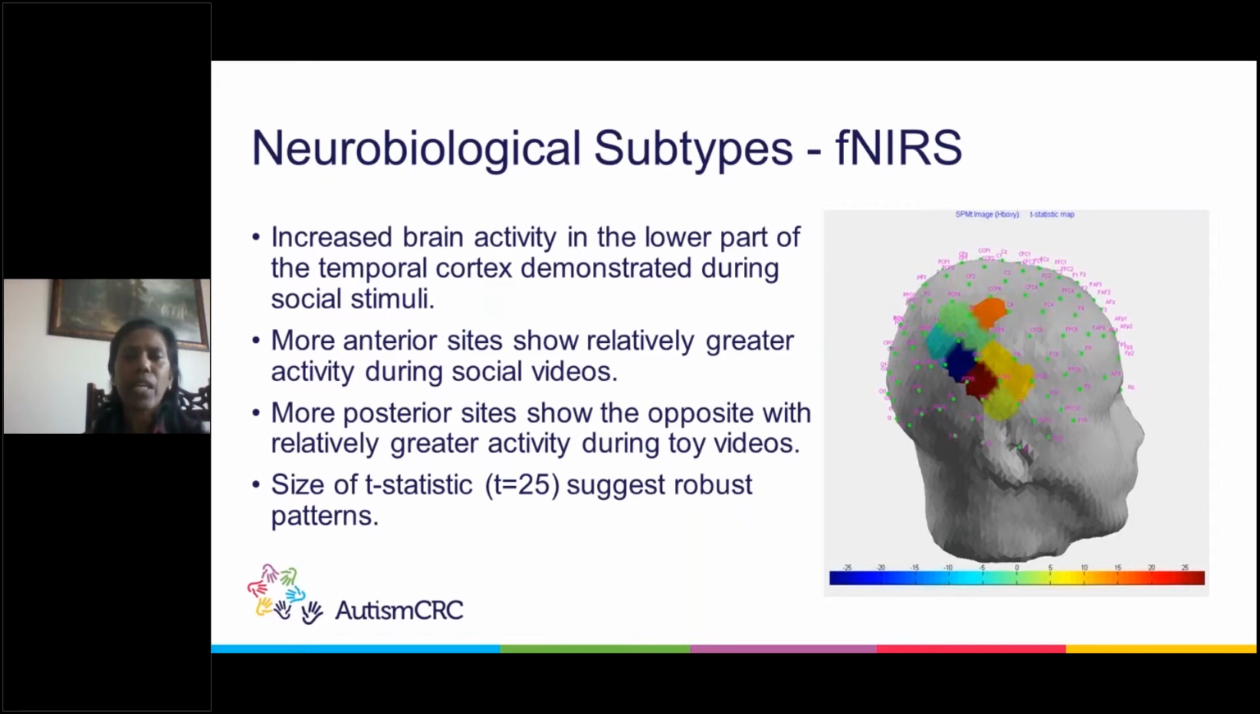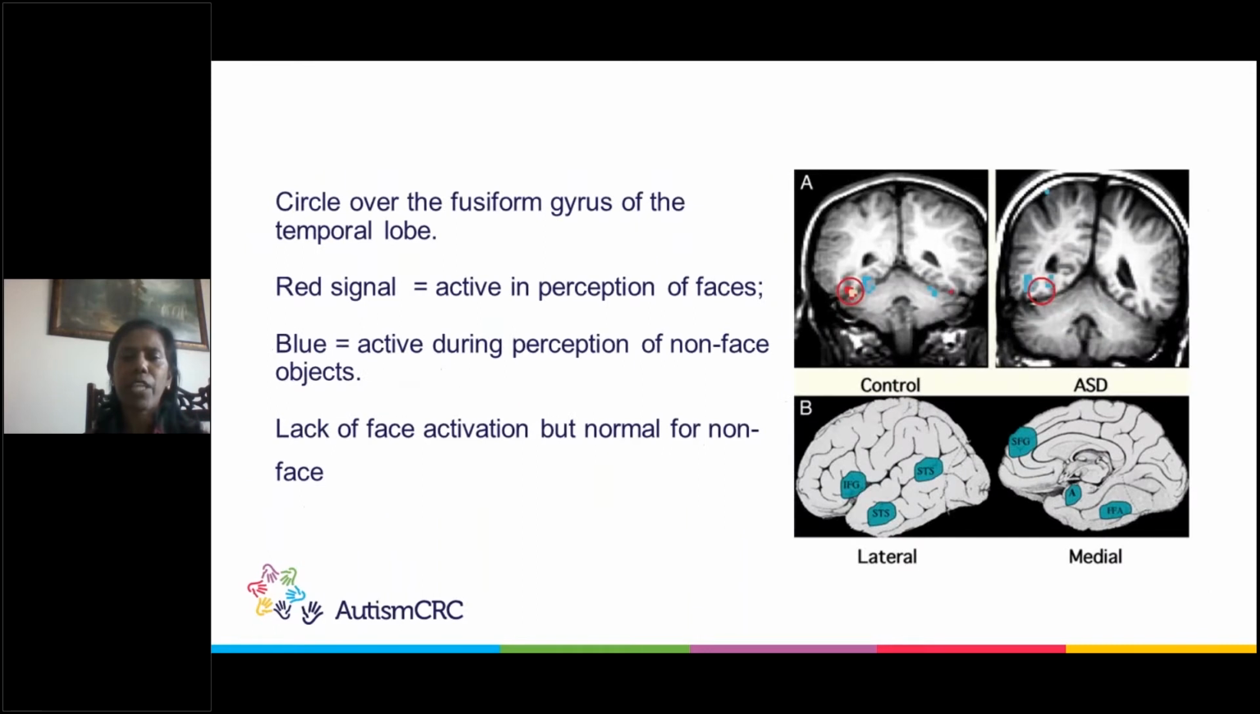And here is a comparison in terms of what we see during fMRI. The red spot that's circled signals you are perceiving the face. That's the fusiform face area, showing the activity that yes, you are perceiving that face. And the blue is activation of the non-face objects. What you see in control subjects is both the red and the blue active, that is, you're perceiving the face correctly using the fusiform face area, and you are correctly perceiving the non-face as well.